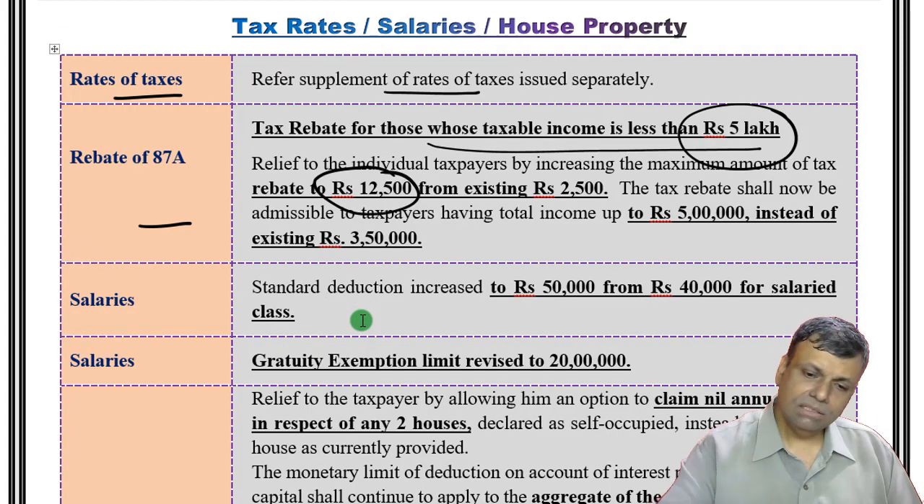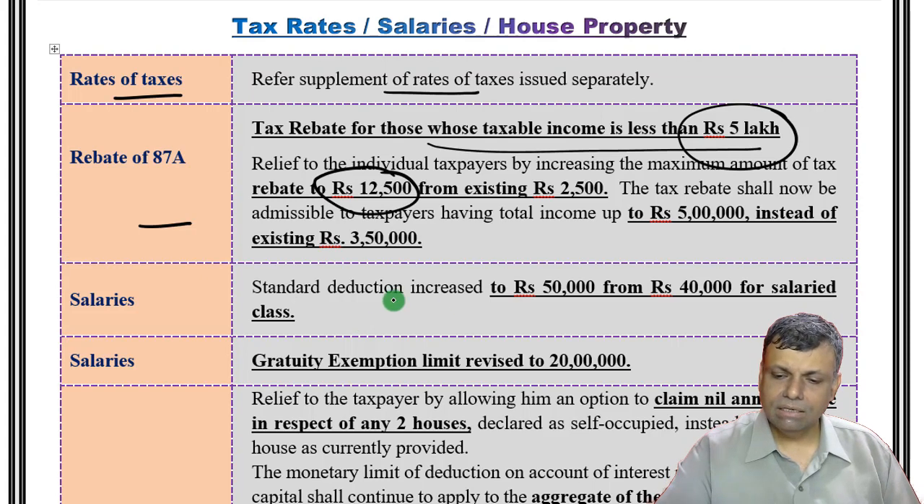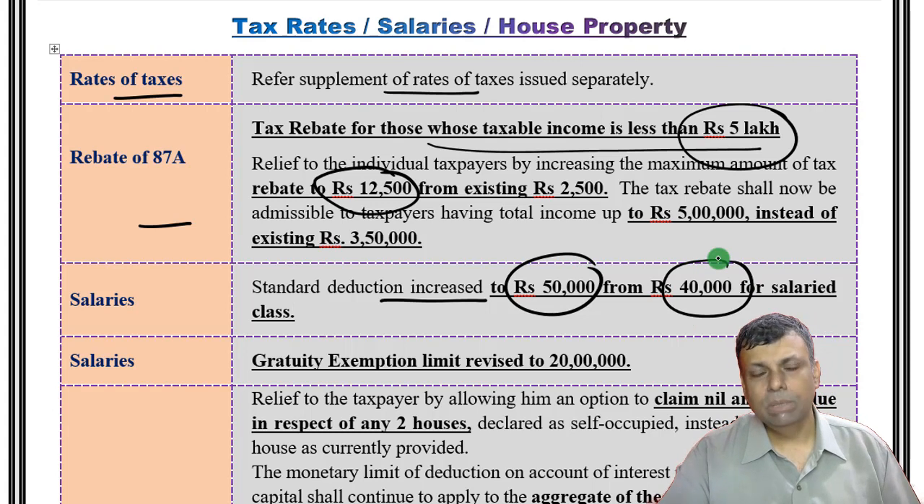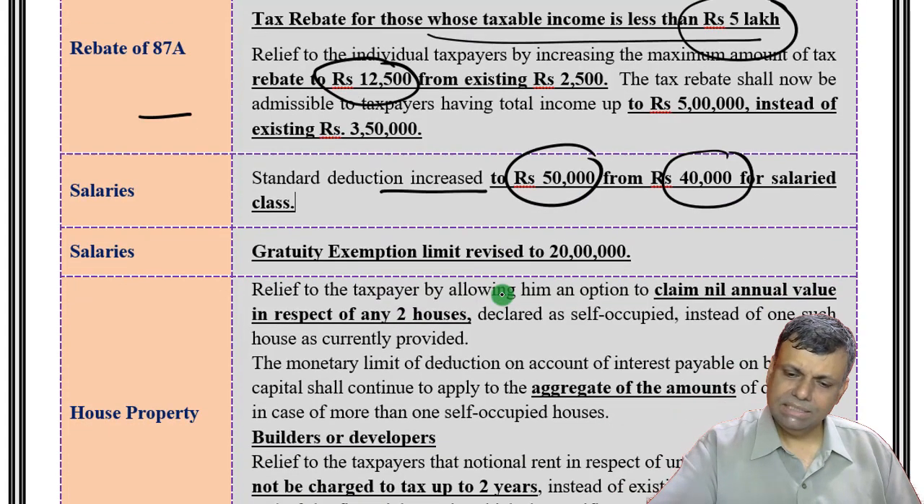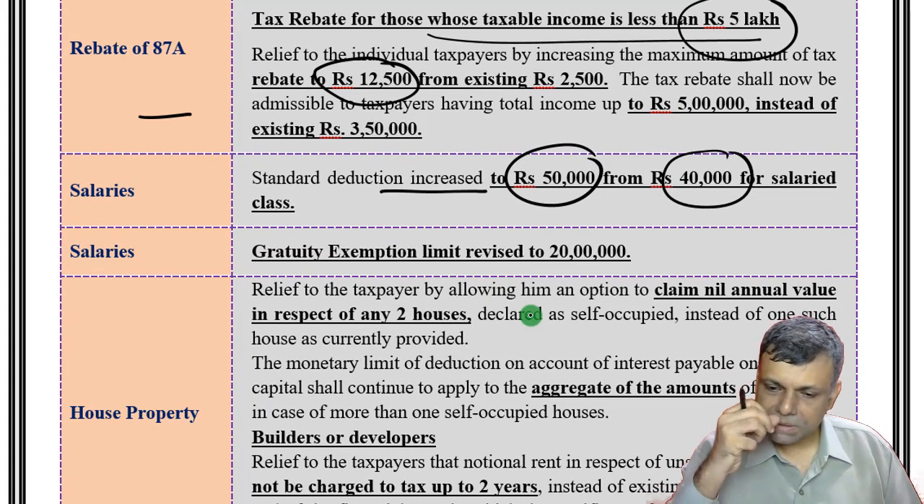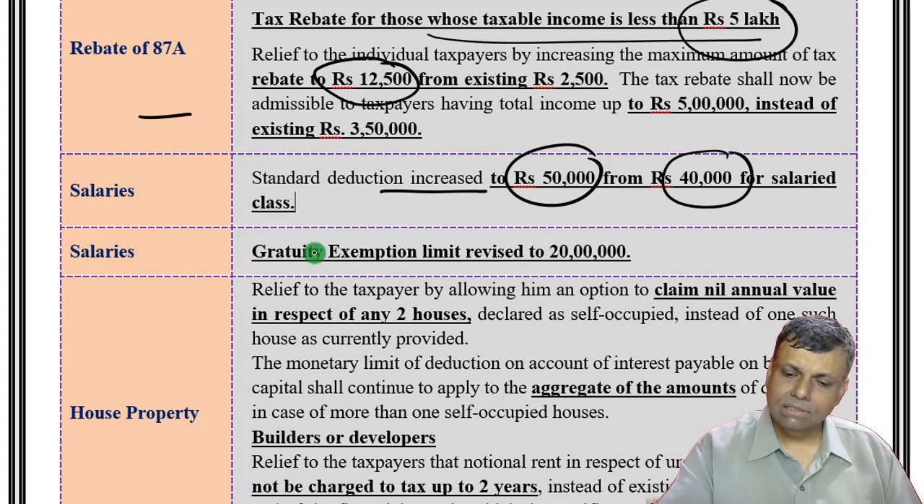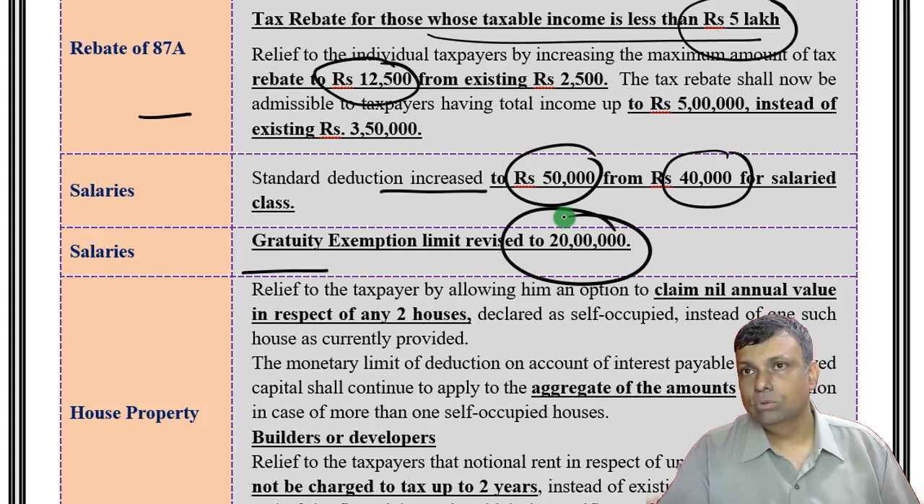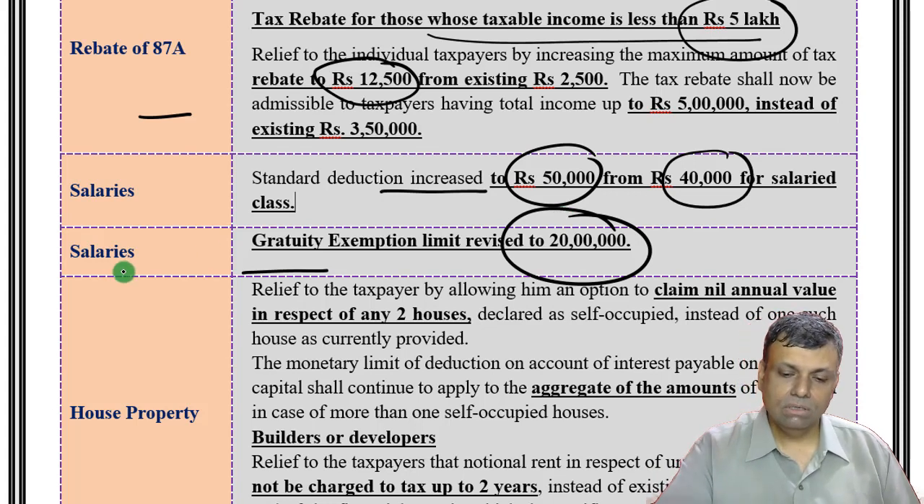Now, in the salary chapter, friends, your standard deduction has been increased to 50,000. Old it was 40,000. This is the amendment with respect to the salary chapter. Very simple amendment, so I'm not pushing it very much. The gratuity exemption limit has been increased to 20 lakhs of rupees. In the salary chapter there is that fixed monetary limit also. That means your maximum amount of exemption is subject to a statutory limit. The old limit was 10 lakhs of rupees. Now it has been straight away increased to 20 lakhs of rupees for gratuity.